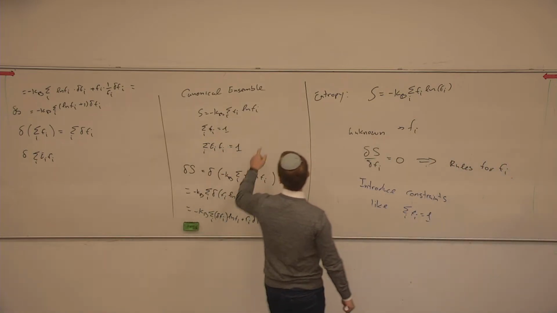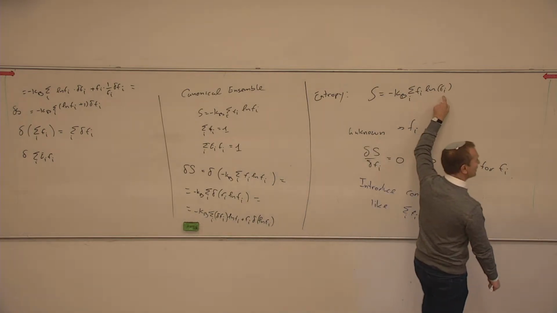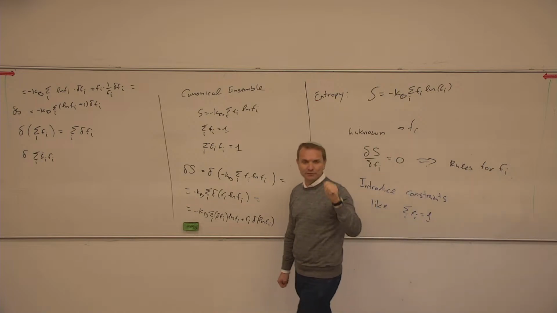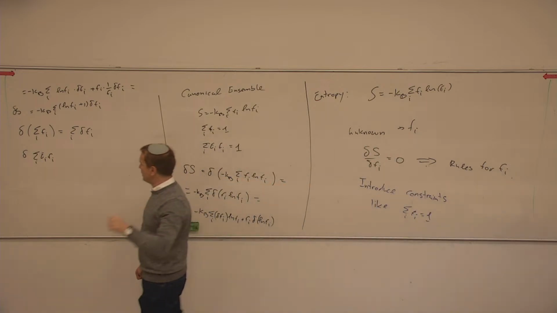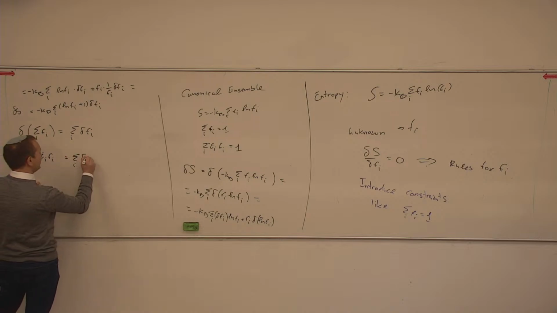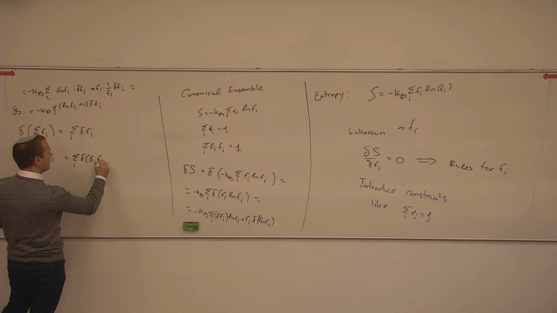We don't know the f_i's over here, right? But we do know what the energies are. And the energies are fixed. We're not modifying them. So when I'm looking for the variation of this guy, the only thing that varies are the f_i's. The e_i's are constant. So this is a sum over i of e_i delta f_i.